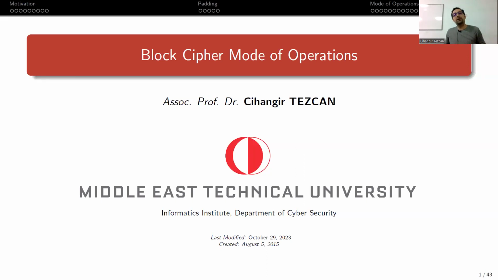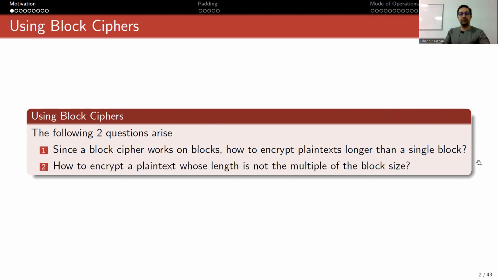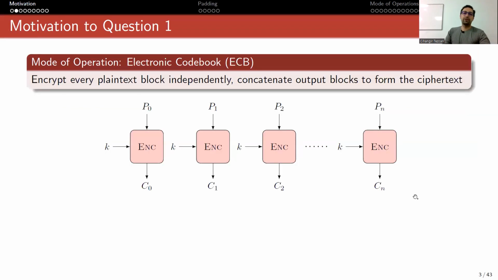Right? So with these questions and motivations, I will show you what are the basic ideas and why they are wrong. What's the first question? First question is, since a block cipher works on blocks, how to encrypt plain text longer than a single block? Okay. The second question is, how to encrypt a plain text whose length is not the multiple of the block size? So let's start with the motivation to first question.